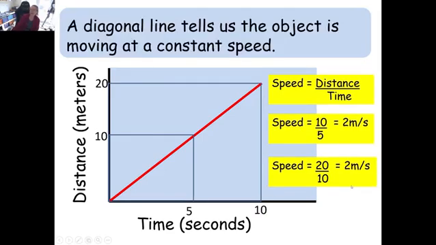So a diagonal line like this, Year 10, is simply telling us that an object is moving with a constant speed, and you can see that it doesn't matter where on that line you measure, you still get a value of 2 metres per second. So a diagonal line means the object is moving at a constant speed, and in this case it's moving away from its starting point.